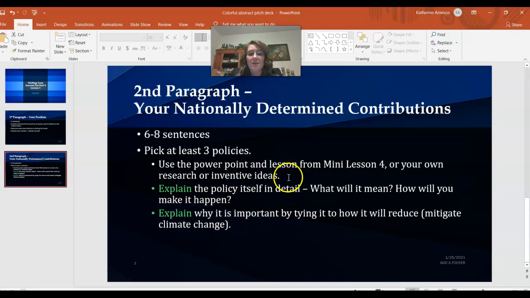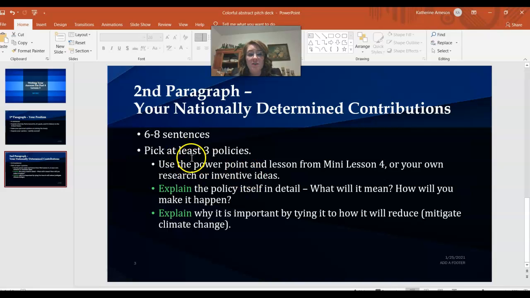When you pick the policy, these policies aren't written. So you're going to be kind of saying, well, what do you want to do? If you want to have a tax on trash, well, what is that tax going to look like in real life? Like if a policy was made and it was made into a law, what would it look like? And then you need to explain why it is important. So this part of the PowerPoint, see, it says use the PowerPoint from mini lesson 4 or your own research or inventive ideas. Like if you can come up with something that wasn't on that list, excellent.